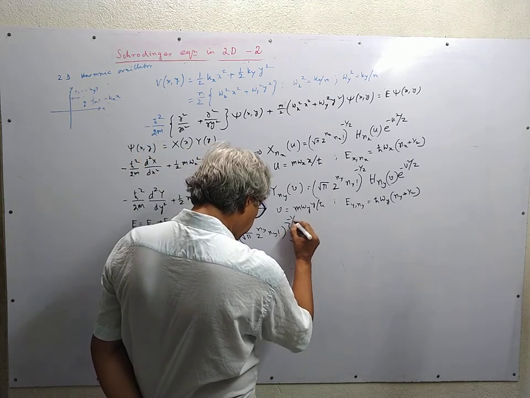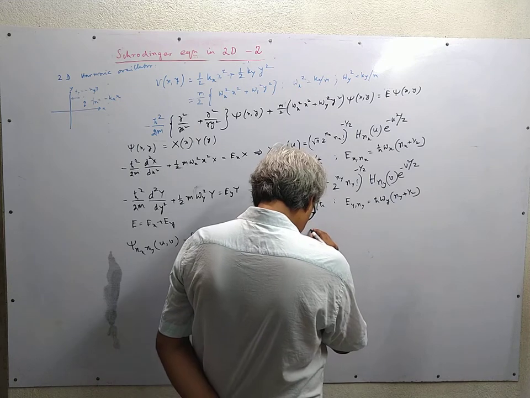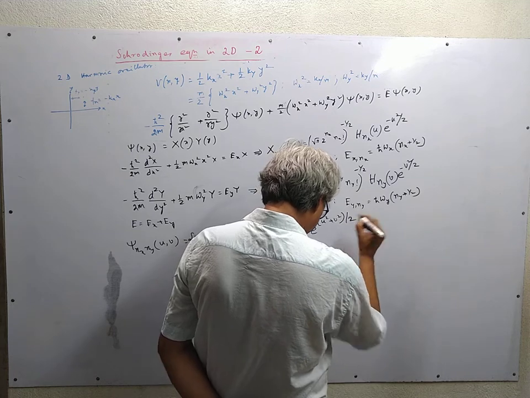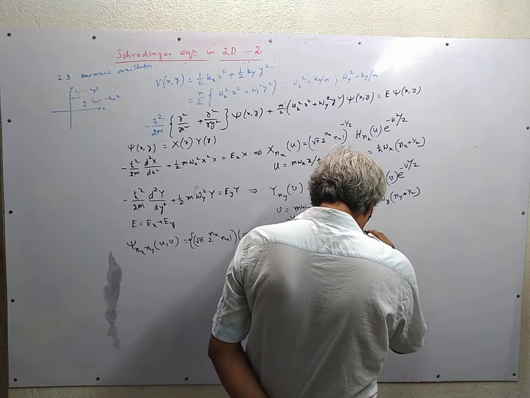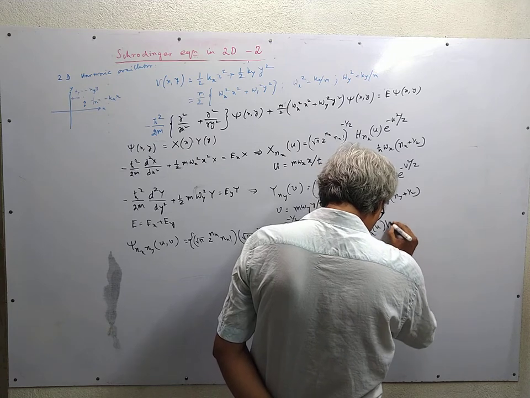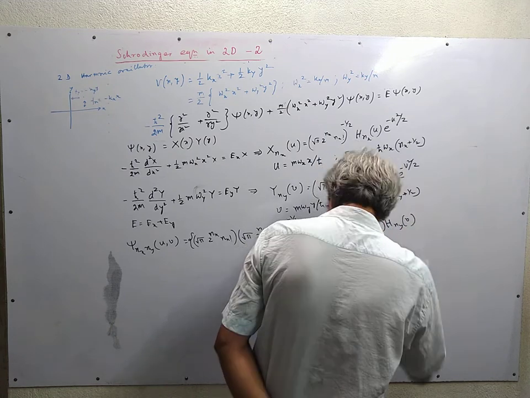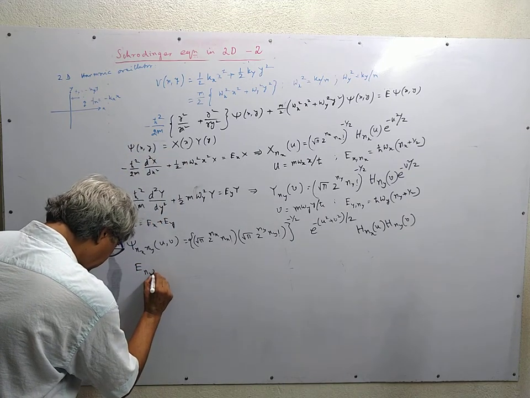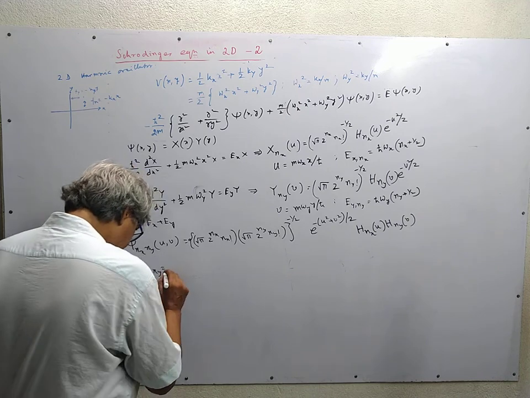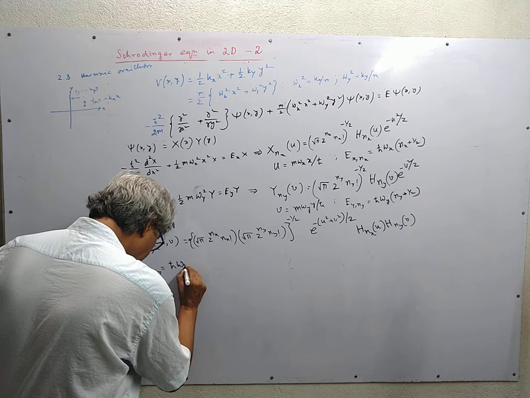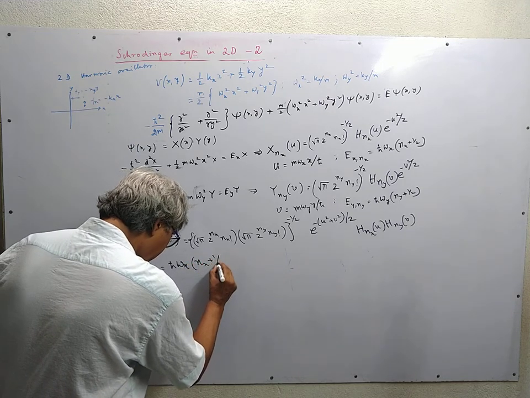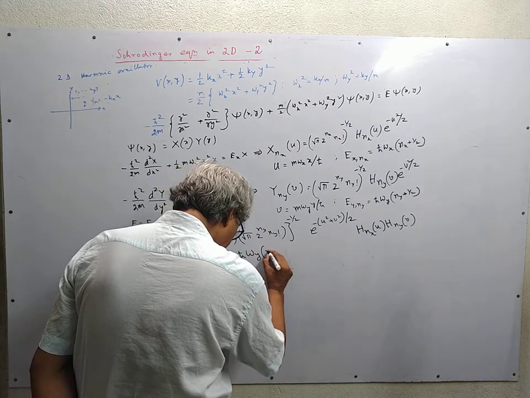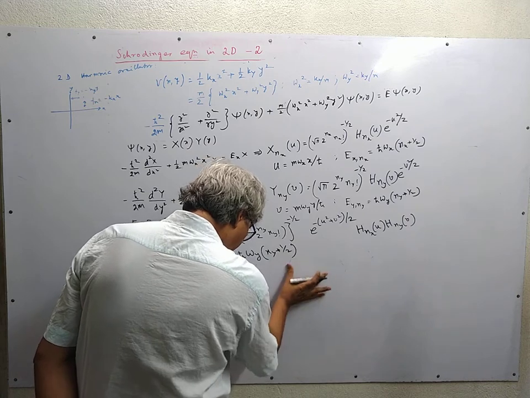It is the whole thing to the power minus half, e to the power minus u square plus v square by 2, Hnx of u, Hny of v, and the corresponding energy is h cross omega x nx plus half plus h cross omega y ny plus half.